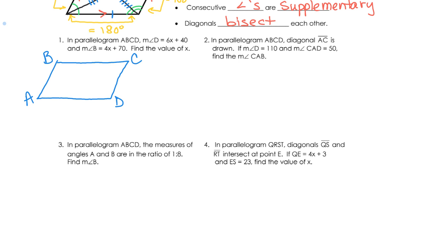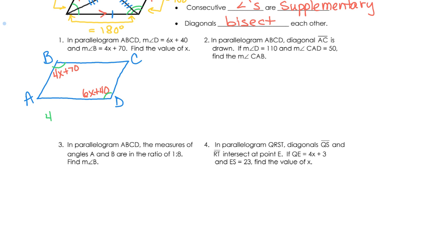They tell us that angle D is 6x plus 40, and that angle B is 4x plus 70. And they want us to find the value of x. And so we have to realize that these two angles are opposite angles and that opposite angles are congruent. They have the same exact measure.